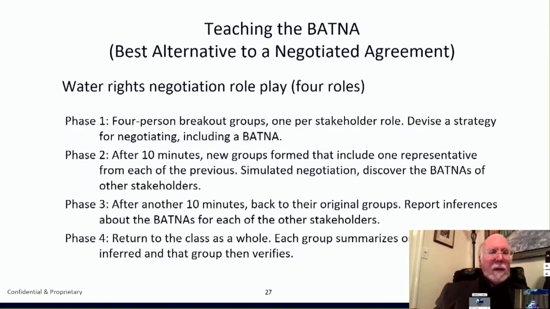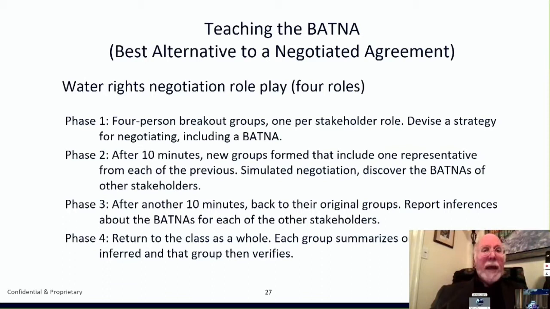Let me go through this. So negotiation, one aspect is called the BATNA, B-A-T-N-A, which stands for best alternative to a negotiated agreement. This comes from a book by Fisher and Ury called Getting to Yes, two Harvard professors. In this case, we spend 10 minutes giving them a lecture, telling them what a BATNA is and what the qualities are of a good BATNA.